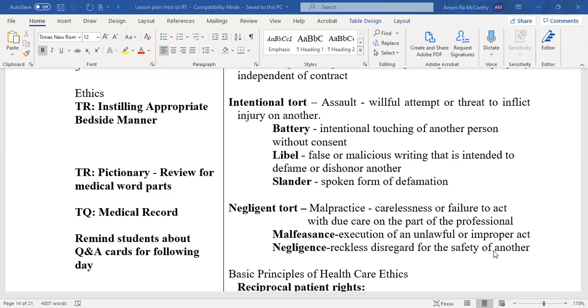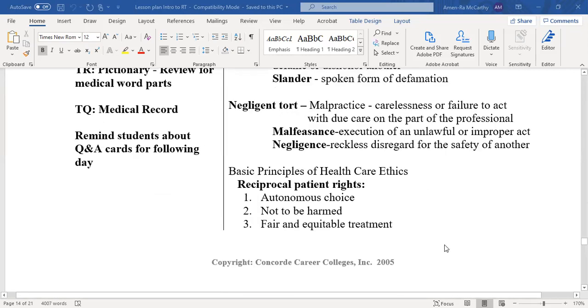All right, so the next thing would be reciprocal patient rights. Basic principles of healthcare ethics. The basic principles: the patient has a right to autonomy.